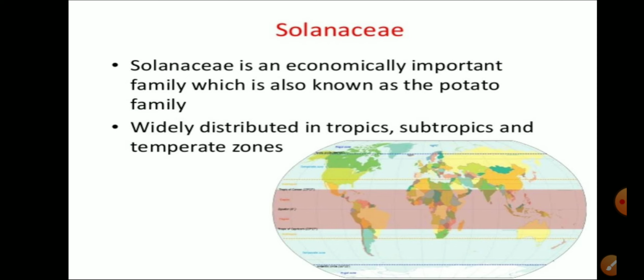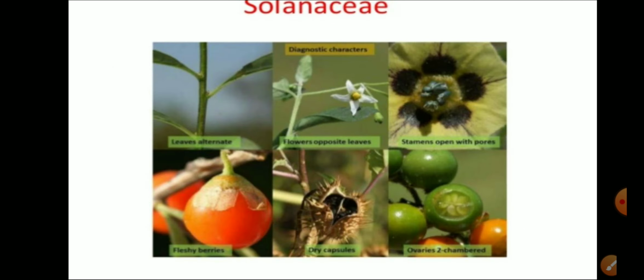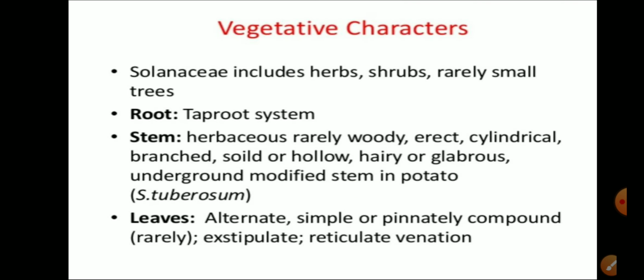Another is Solanaceae, an economically important family, also known as the potato family, widely distributed in tropical, subtropical and temperate zones. Here we have certain diagrams of this family, images related to their members. Solanaceae include herbs, shrubs, rarely small trees. Root is a taproot system, and the stem is rarely woody, erect, cylindrical, branched, solid or hollow.